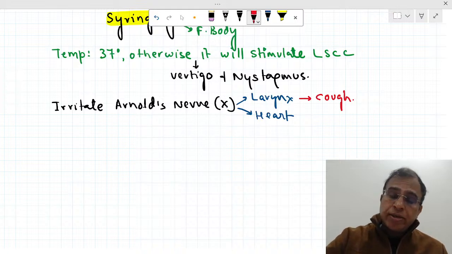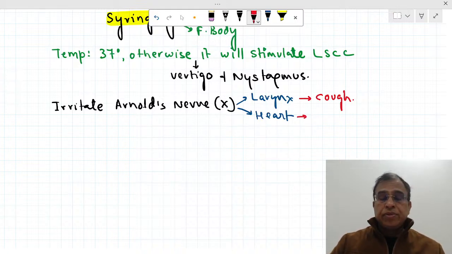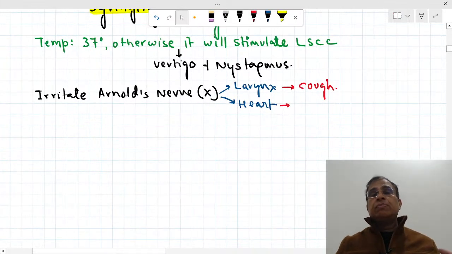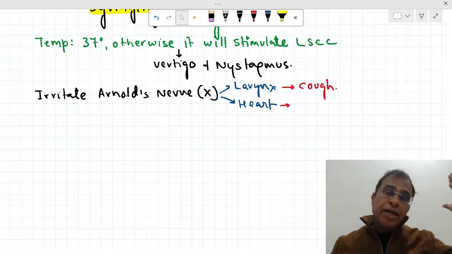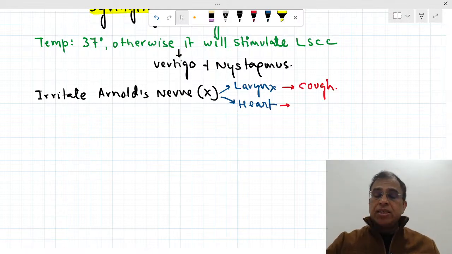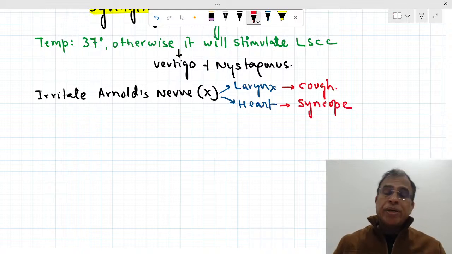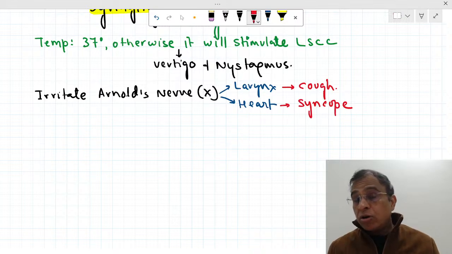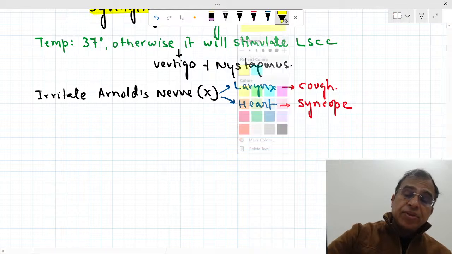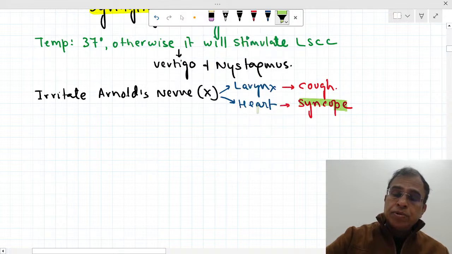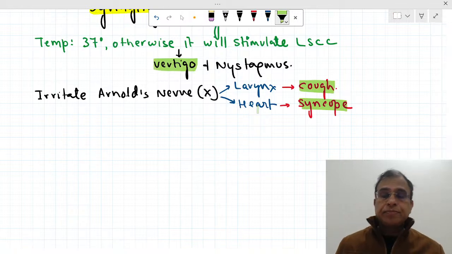And if the heart gets stimulated, it goes into bradycardia; the heart rate drops. When the heart rate drops, the blood supply will be compromised, especially to the brain. And when the blood supply to the brain is compromised, it can lead to syncope, blackouts. Cough is not dangerous, but syncope is dangerous. So a simple act of syringing can do three things. What are the three things? It can cause syncope, it can cause coughing, and it can cause vertigo with nystagmus.